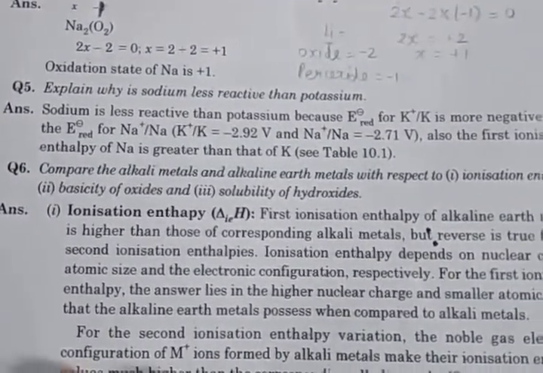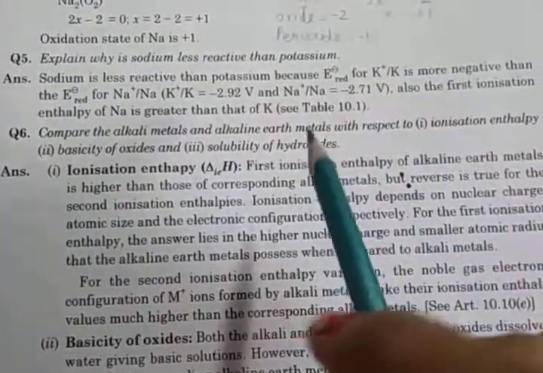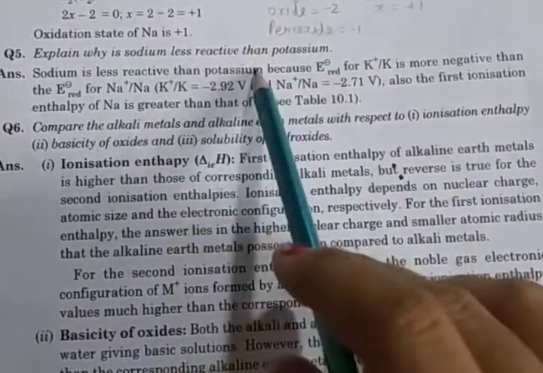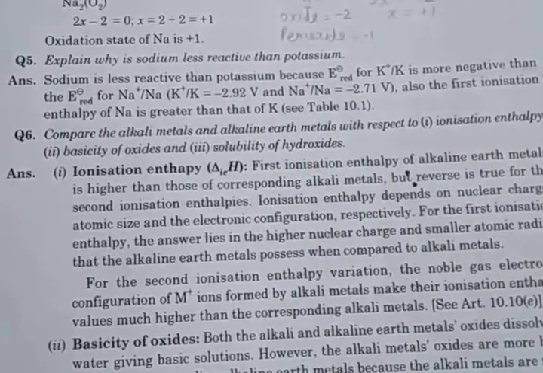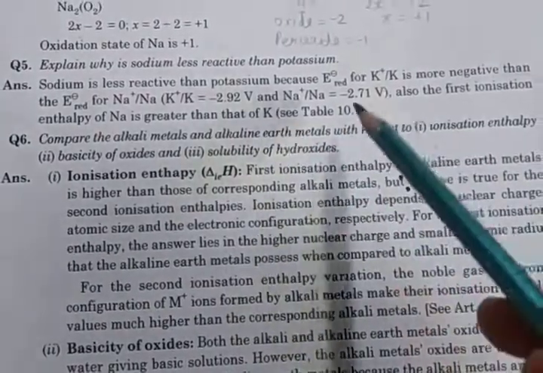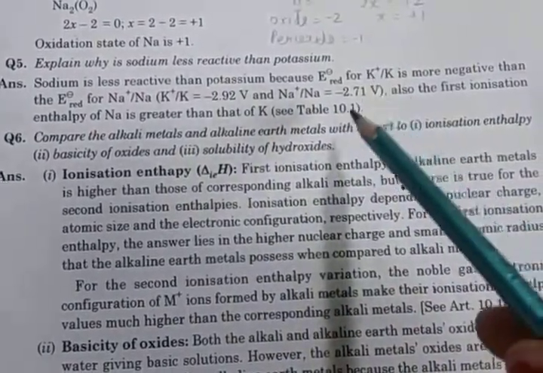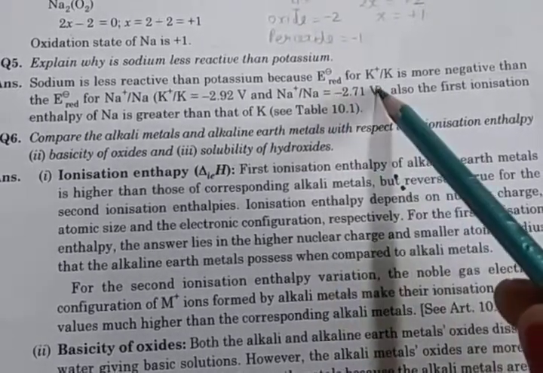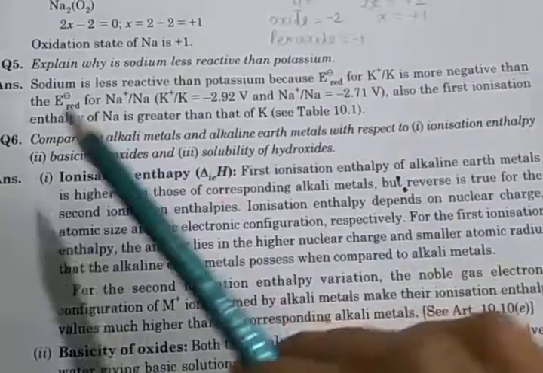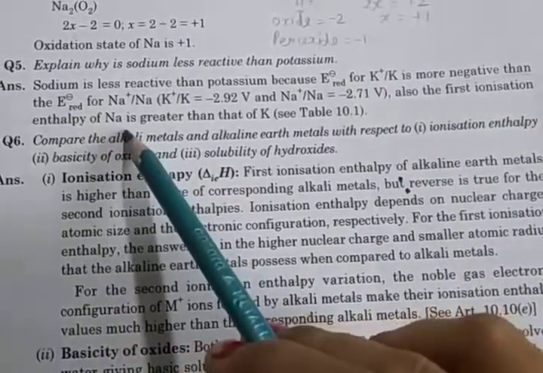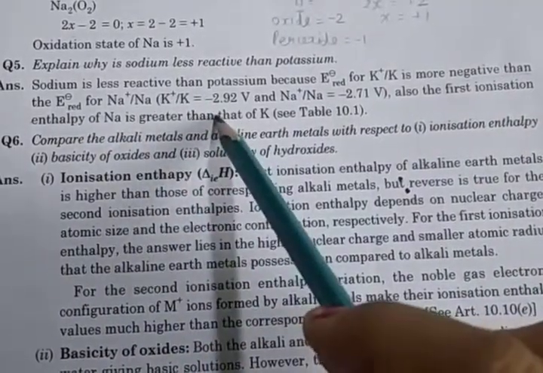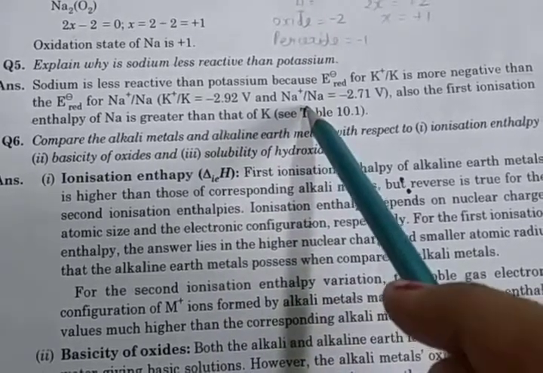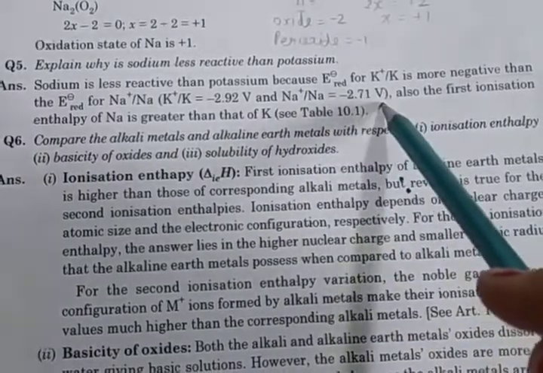Explain why sodium is less reactive than potassium. Sodium is less reactive than potassium for this reason: the reduction potential value for potassium is more negative in comparison to sodium. The potassium value is given as -2.92 volt and the sodium potential value is given as -2.71 volt.